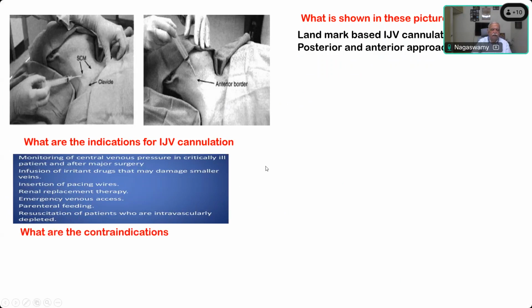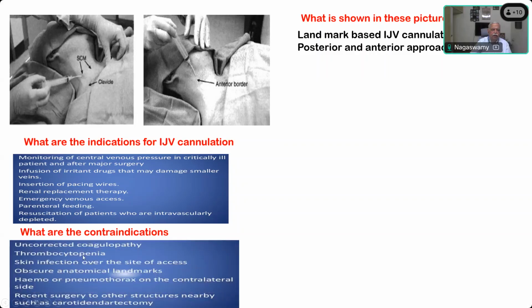What are the contraindications? There are no absolute contraindications, but abnormal anatomy, thrombus, coagulation failure, uncorrected coagulopathy. That is the first and foremost important thing you have to remember. Thrombocytopenia, skin infection, anatomical landmark distortion, hemothorax or pneumothorax on the contralateral side, recent surgery to other structures nearby. Okay.